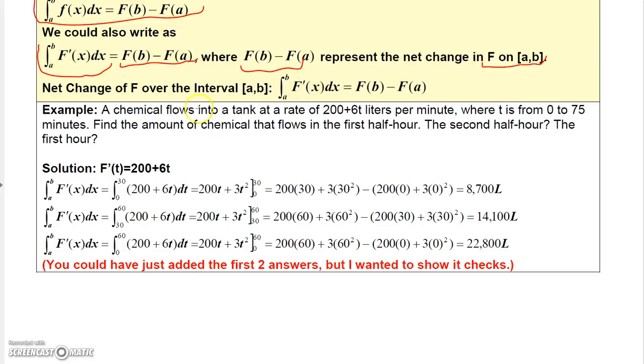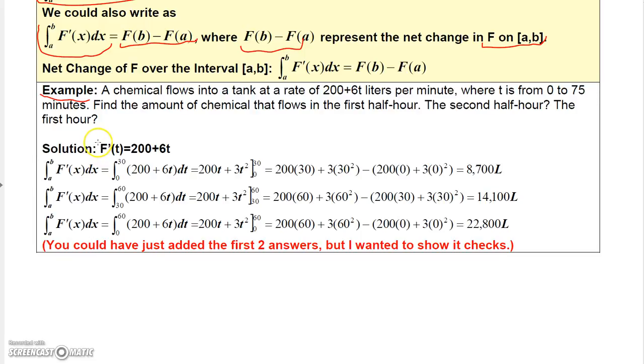All right. So let's just take a look at this problem, and if you don't completely follow it, it's okay, because it's probably not something your teacher's going to ask you to do anyway. A chemical flows into a tank at a rate of 200 plus 6t liters per minute, where t is from 0 to 75 minutes. Find the amount of chemical that flows in the first half hour, the second half hour, or the first hour.